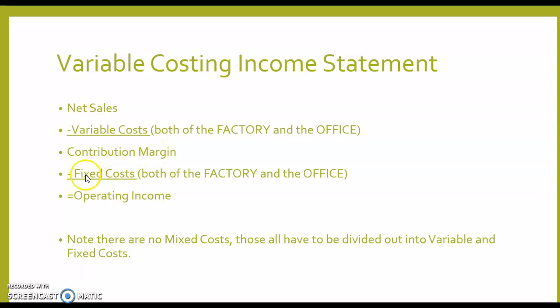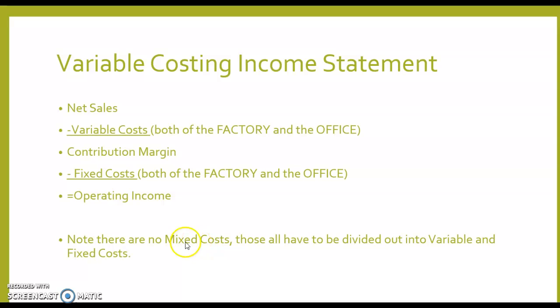Then we're going to subtract all of the fixed costs. And again, we don't care if it's rent of the factory building or rent of the office building. It's a fixed cost. It's then going to be subtracted from contribution margin to get operating income.